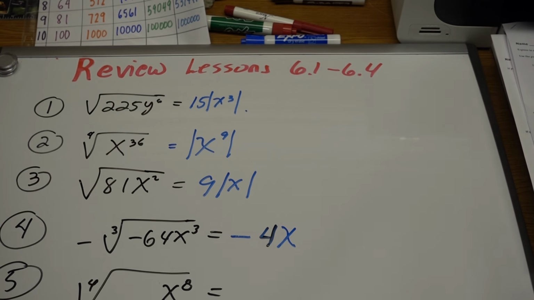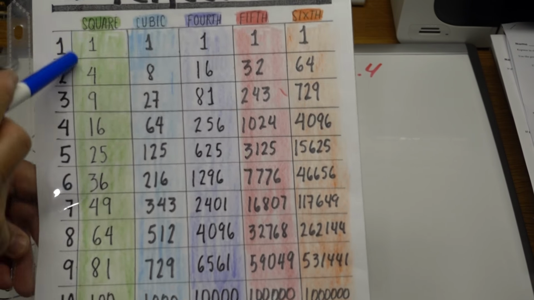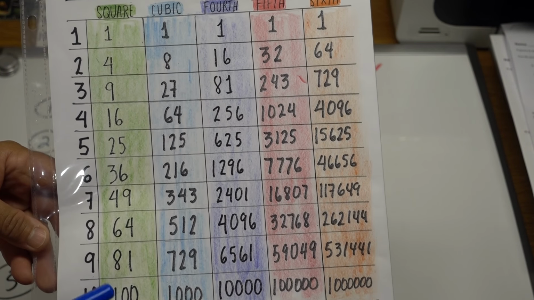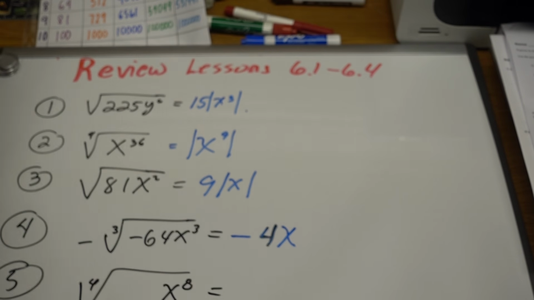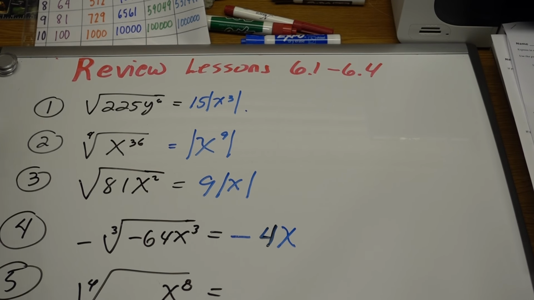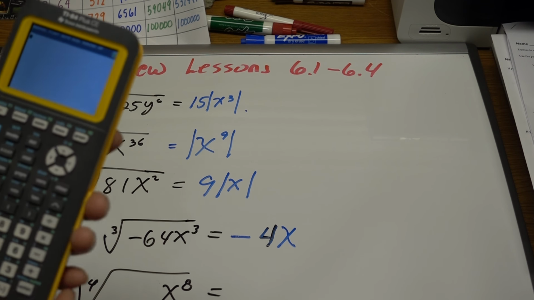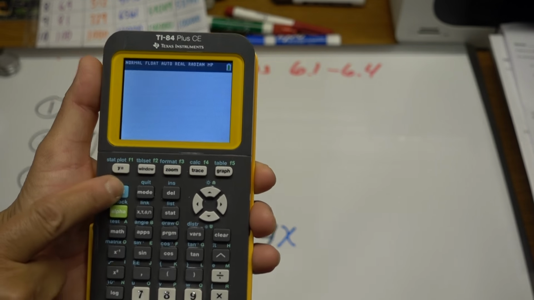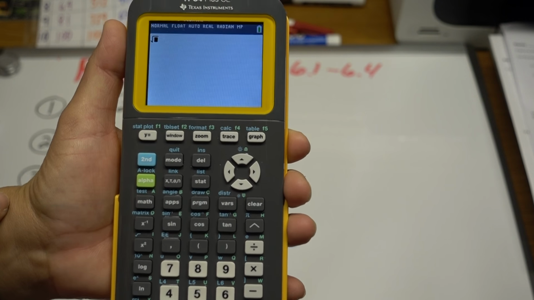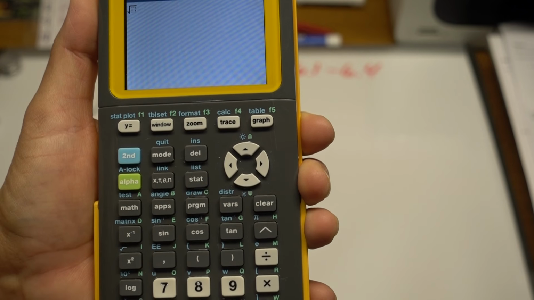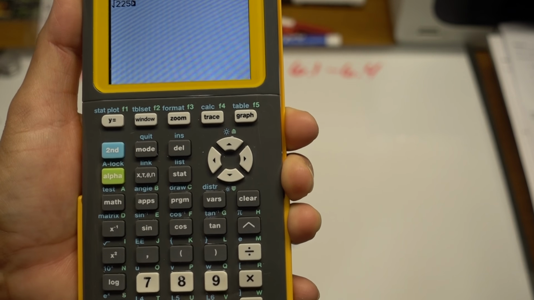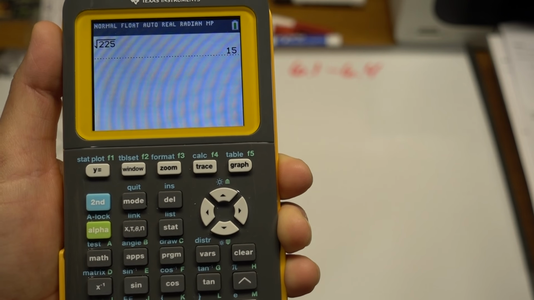Okay, so number 1 is the square root of 225 y to the 6. Since 225 is not included in the tables, because we did only the first 10 perfect squares and perfect roots, we're going to use a calculator. And just a little review on how to use a calculator: go second and then square root, and then 225, hit enter, and the answer is 15.